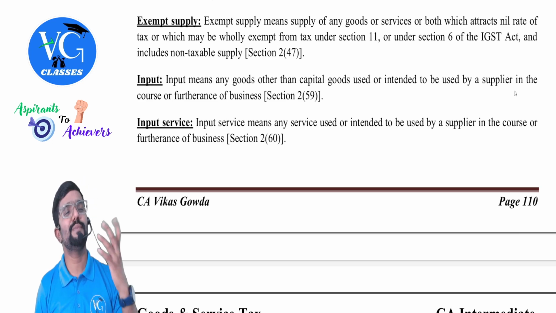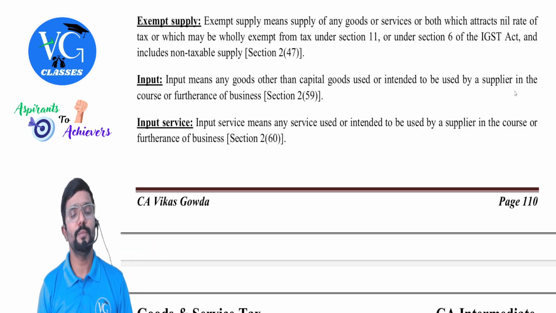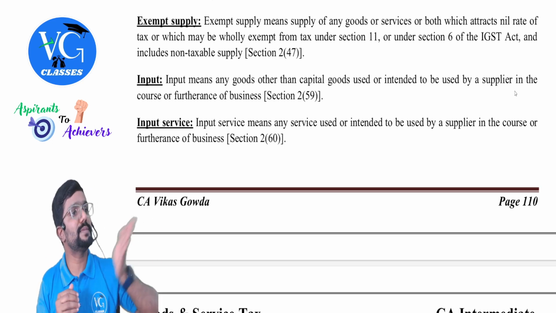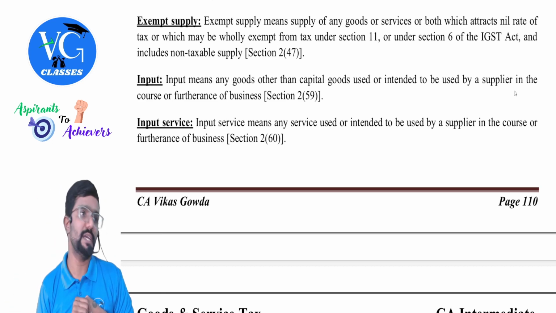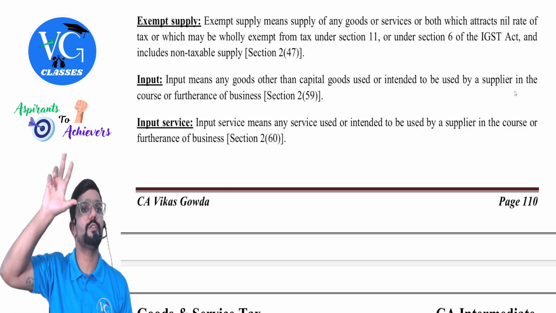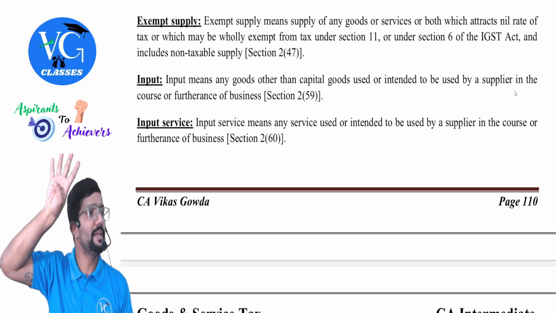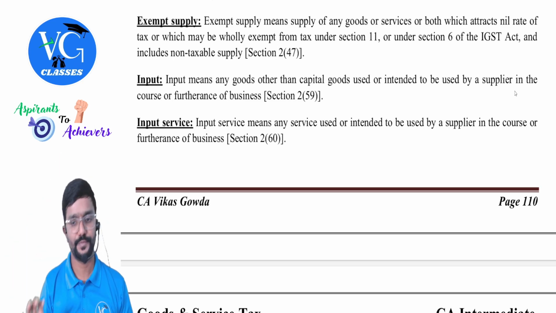Input. What is input, guys? In simple terms, I can call it raw material. Input means any goods other than capital goods used or intended to be used by a supplier in the course or furtherance of business, as per section 2 clause 59. Next, input service. Input service means any service used or intended to be used by the supplier in the course or furtherance of business, guys. So I have taken some service which I would be using for my business purpose. Can I claim a credit on it? Yes, guys. So inward supply includes what and all, people? Totally three things: input, input service, and capital goods.